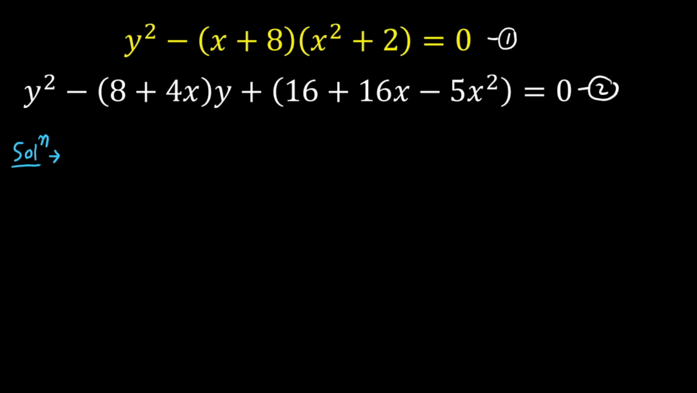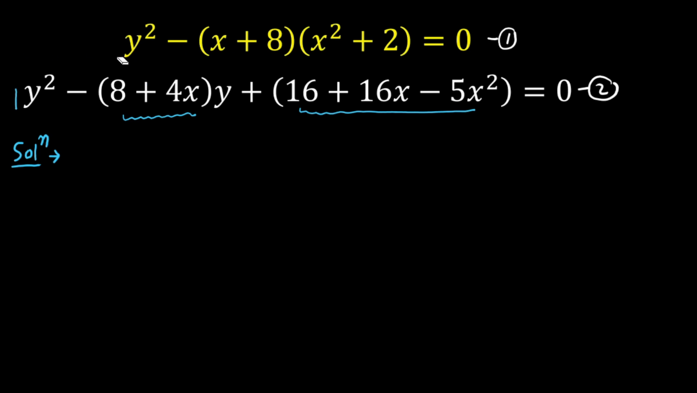Look carefully, equation number second is a quadratic equation in terms of y. If we consider 8 plus 4x as the coefficient of y, and 16 plus 16x minus 5x square as the constant term, and the coefficient of y square is 1, then this is a quadratic equation in terms of y. By using the quadratic formula we will find the value of y, and then substitute the values of y here and find the value of x easily.